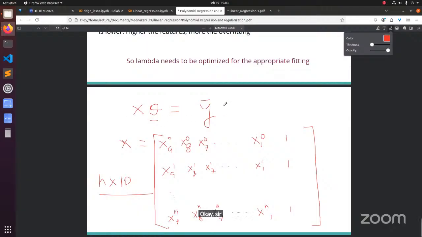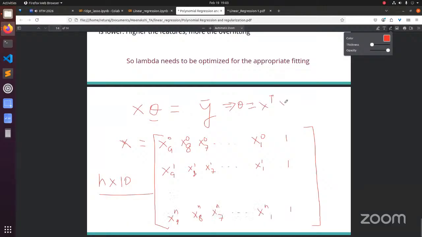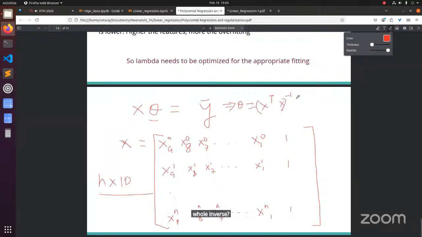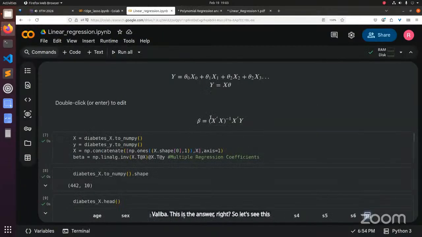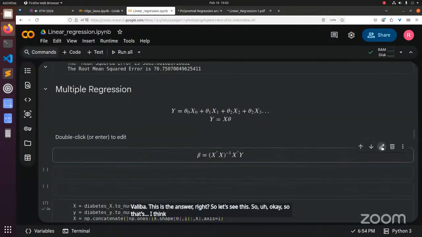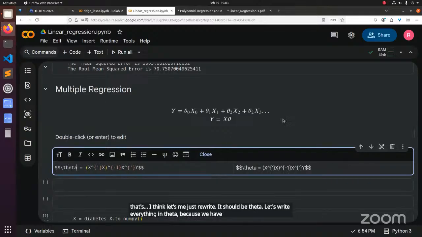And if this is the equation, the value of theta is X transpose X, whole inverse, X transpose y bar. This is the answer, right? So let's see this. Let me just rewrite it. It should be theta. Let's write everything in theta because we have used theta everywhere.